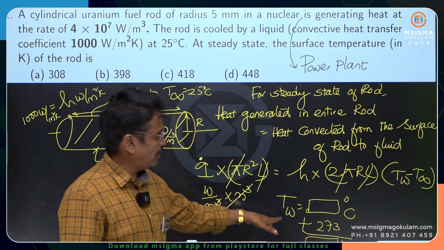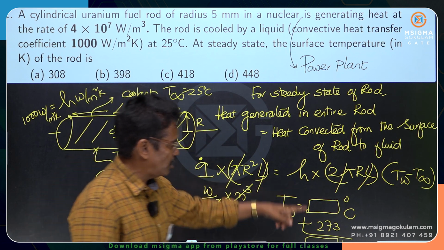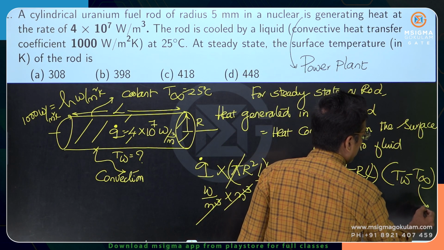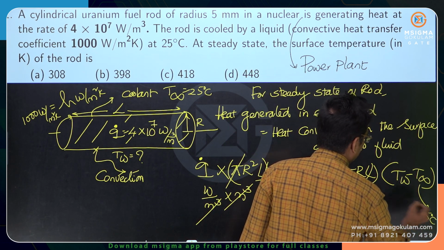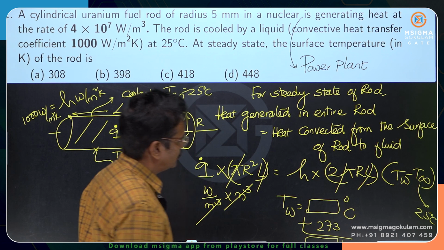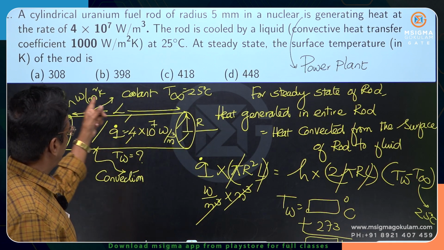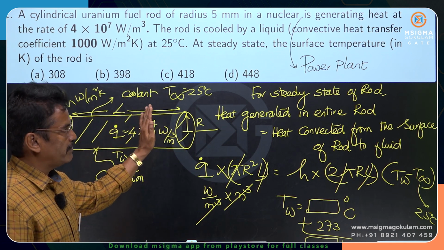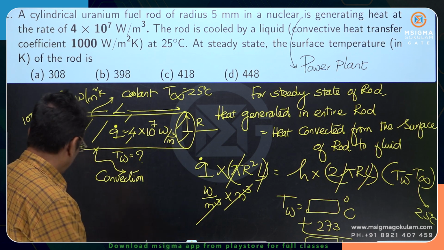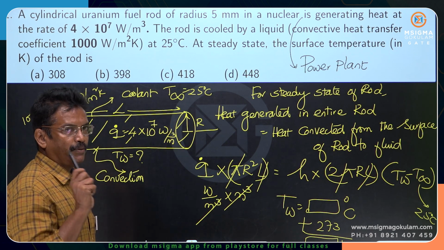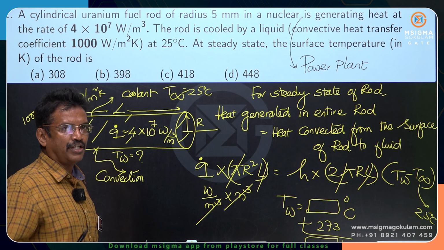The answer you will get in Celsius because you are substituting T infinity as 25 degrees Celsius. This answer also will be in Celsius. So add 273 to get the answer in Kelvin. This is a previous GATE question recently asked. So keep in mind the energy balance for steady state whenever there is heat generation.